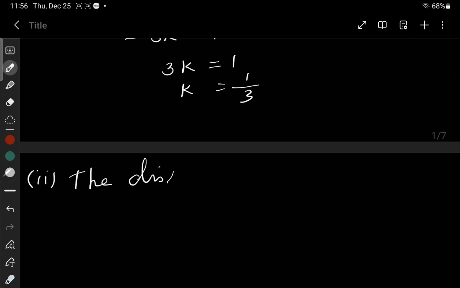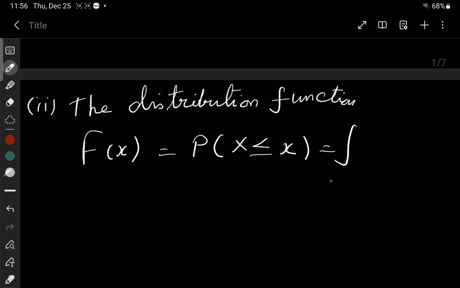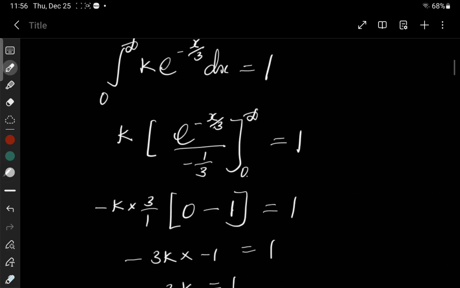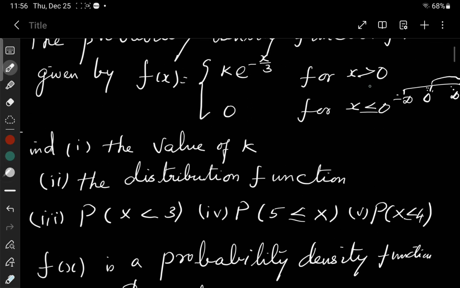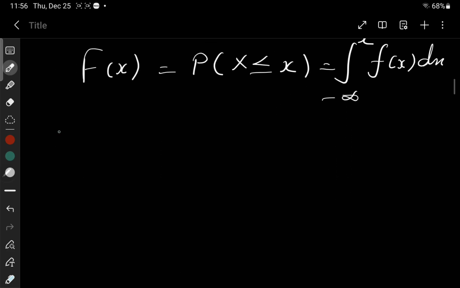The distribution function. Capital F of x is equal to P of X less than or equal to x. This is equal to the integral from minus infinity to x of f of x dx. This is the definition of the distribution function. Here our f of x is defined only for x greater than 0 and for x less than 0. So you will get the distribution function also for the two cases only.